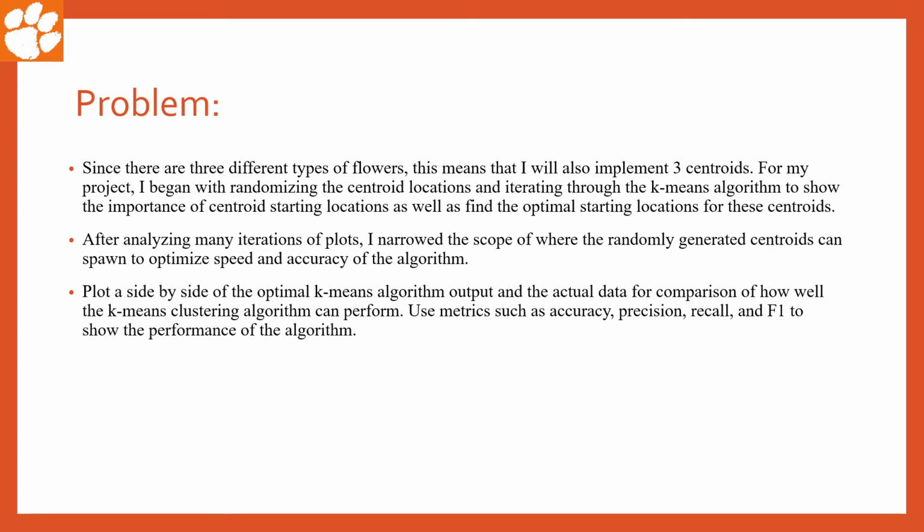Using domain knowledge, I knew that since there are 3 classes of flowers, I would need 3 centroids. I started by plotting randomly generated centroids within the scope of the iris dataset and observed the results. I then began optimizing the area that the centroids could be spawned in to obtain consistent results. Finally, I compared the results of the k-means output and the actual data using graphs and metrics to quantify my results.